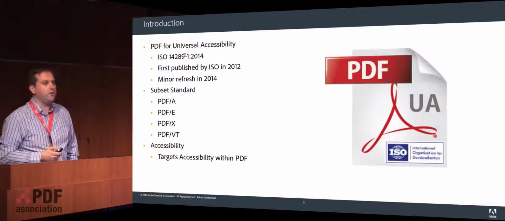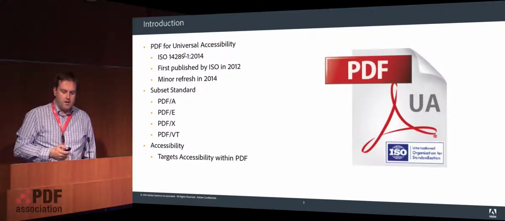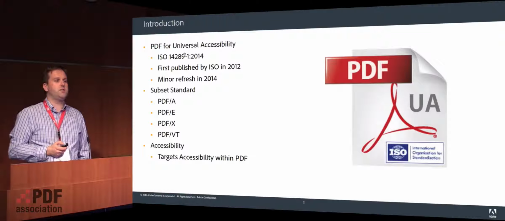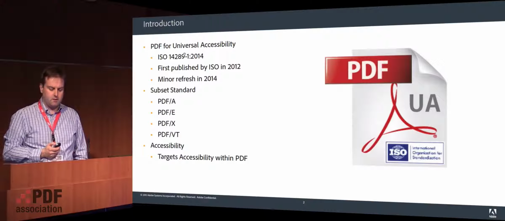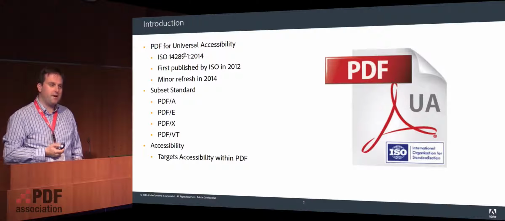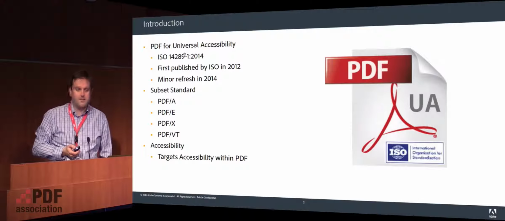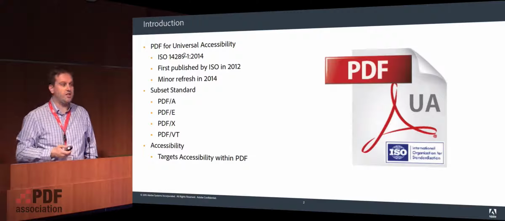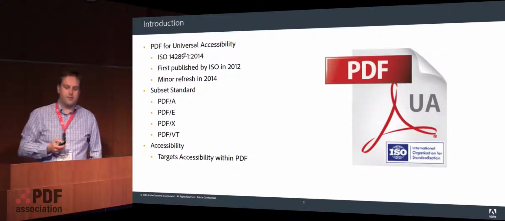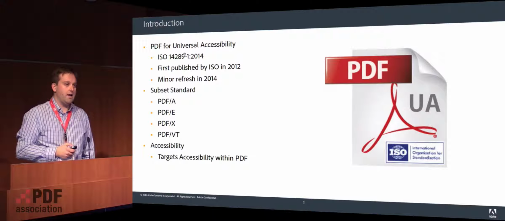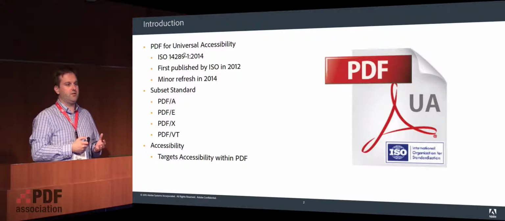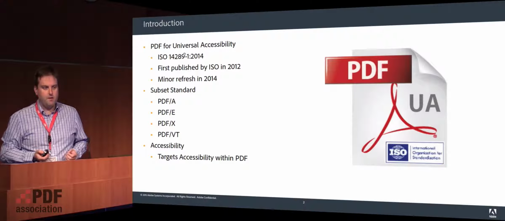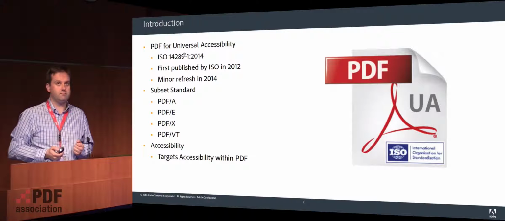So, PDF for Universal Accessibility. We finally published it after many years of development in 2012, and we released a minor revision in 2014, cleaning up a little bit of language that had not been gone through correctly and such. But basically, it's been out in the field for several years now. It's a subset standard, just like the other subset standards. So we have subset standards for archivability, for engineering, for print exchange, for variable data transactions. And so basically, it's a standard that uses PDF to achieve an end result. It is standard PDF, there's nothing magical about it, but it targets accessibility within PDF.